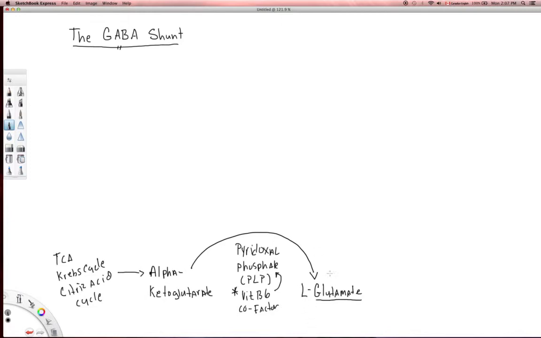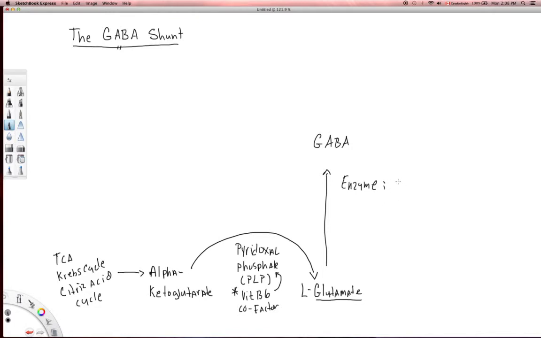Now that I have glutamate, now that I've taken this common molecule that comes out of the Krebs cycle and turned it into glutamate, glutamate can be metabolized or turned into gamma-aminobutyric acid, GABA. And this is the enzyme that helps catalyze this process. The enzyme involved is known as glutamic acid decarboxylase.